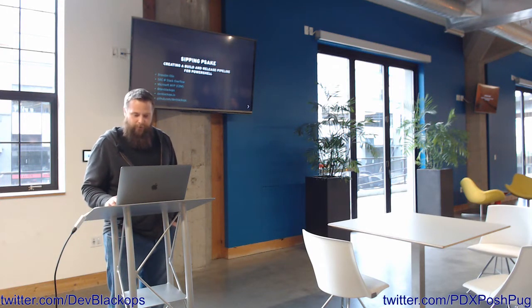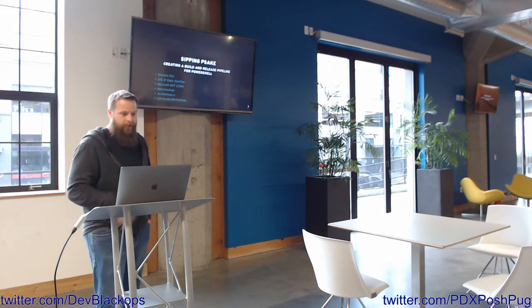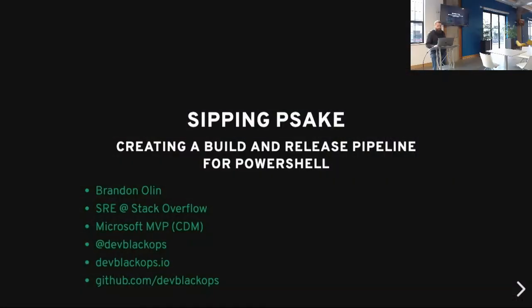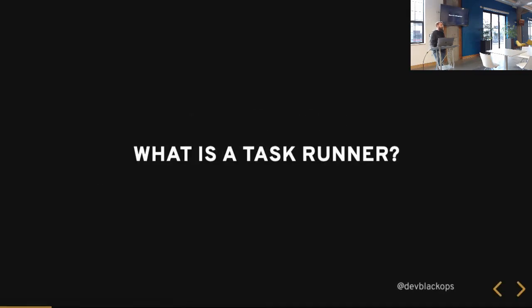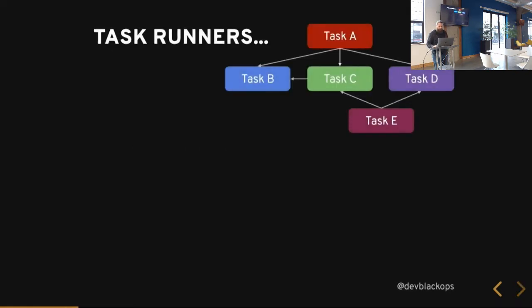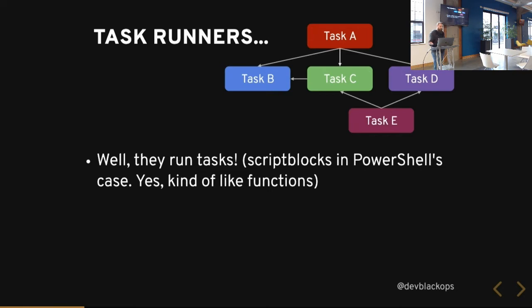So without further ado, let's talk about Psake and how to build a build and release pipeline for PowerShell. But before we start, what is a task runner? That is what Psake is. Task runners, if you don't know, basically just run tasks, snippets of automation: do one task, go to the next step, do another task. Maybe you depend on another task, etc. So task runners actually just run tasks, duh.